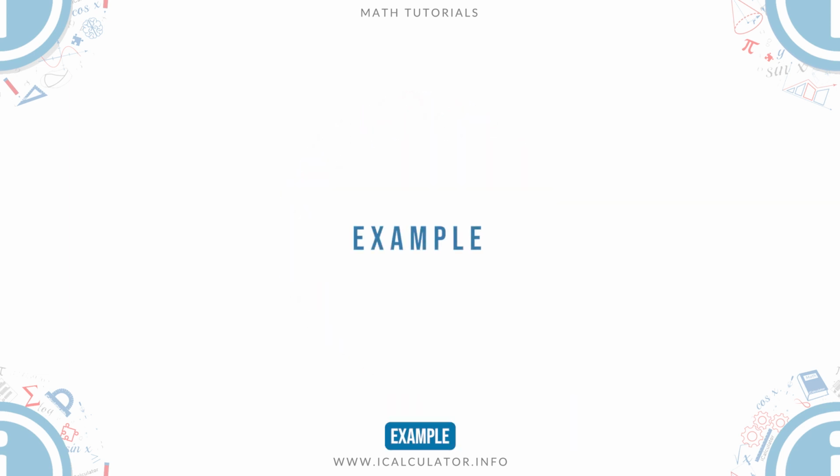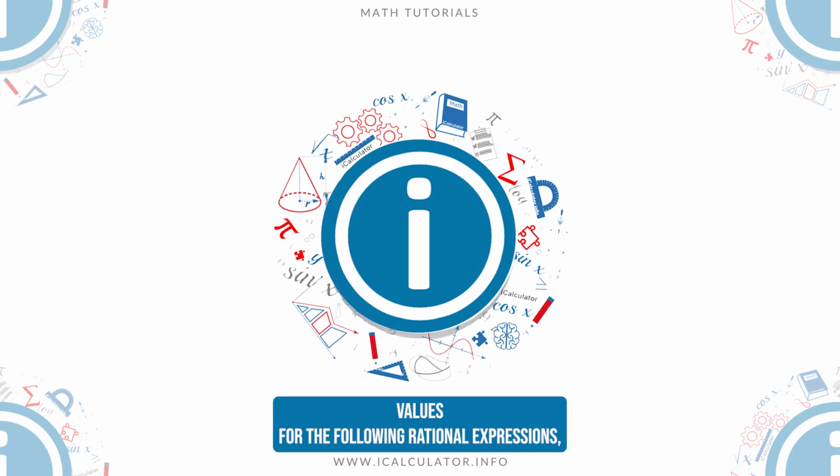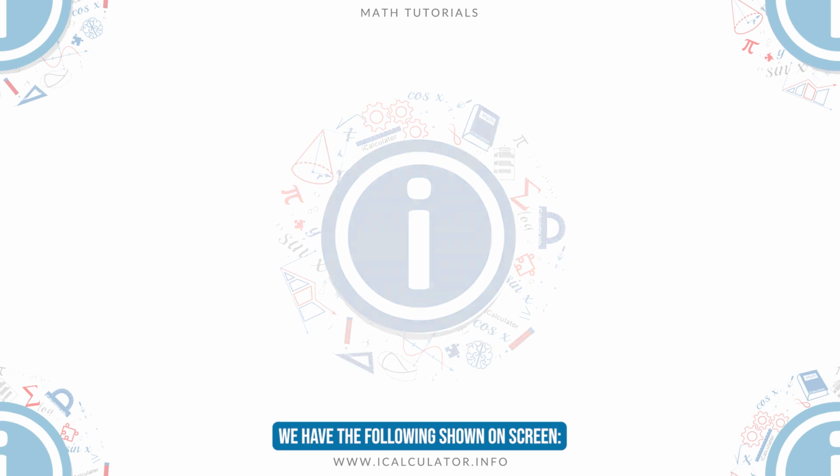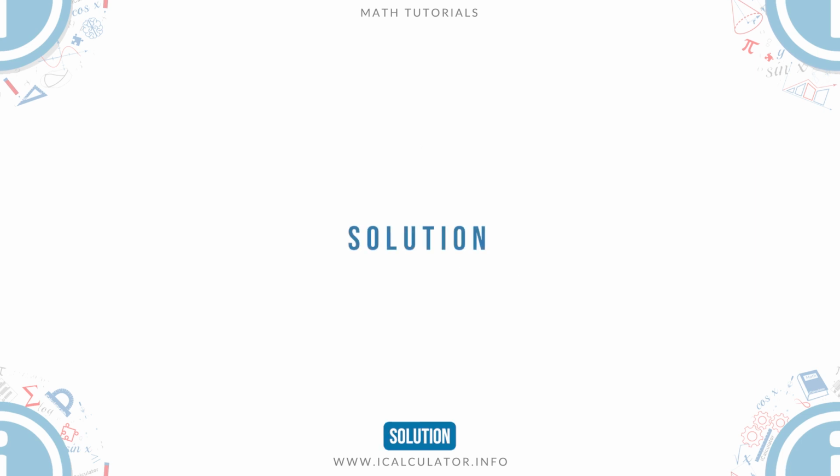Example. Find the disallowed values for the following rational expressions. We have the following shown on screen. Solution.